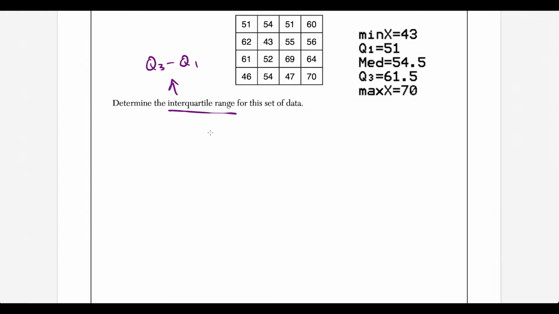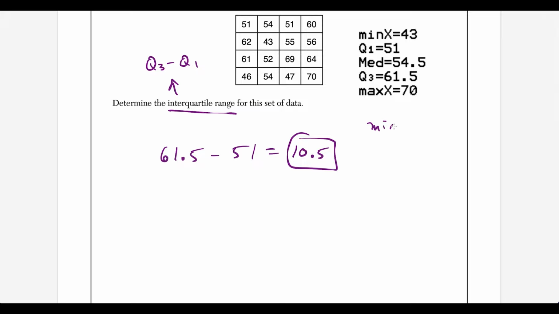So once again, if we want to find our interquartile range, what we're going to do is take this information here. We're going to do 61.5 minus 51, and this is going to work out to 10.5.